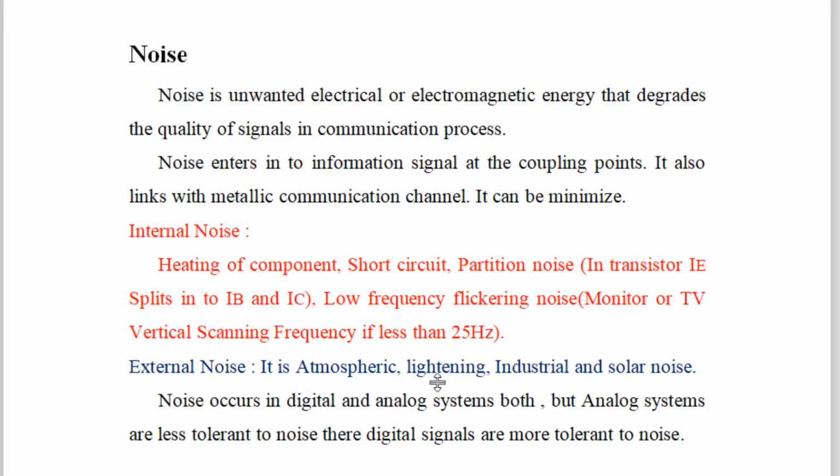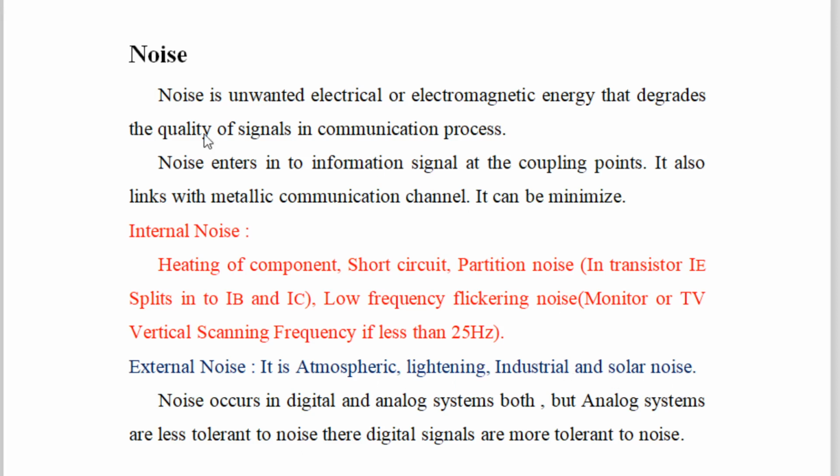So that is atmospheric. Lightning. Lightning normally occurs in the rainy season, and due to lightning, you know very well that you cannot watch particular TV channels. When lightning is going on, there is a disturbance in TV channels. Industrial noise. Whenever you talk about industry, there are so many electrical motors running, single phase motors, three phase motors, and there are so many cables carrying a very large amount of current, and they produce noise. And the last one is solar noise.